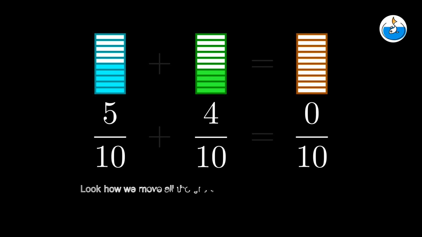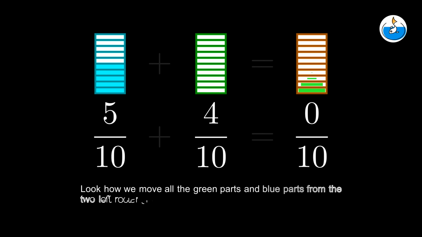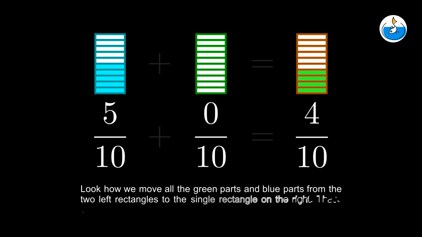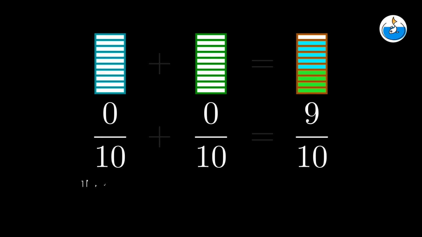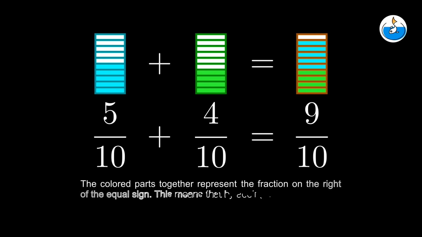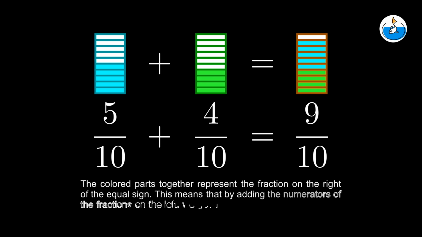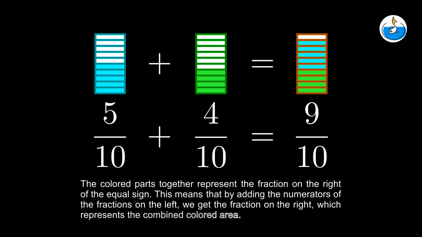Look how we move all the green parts and blue parts from the 2 left rectangles to the single rectangle on the right. That's the same as adding our 2 fractions. The colored parts together represent the fraction on the right of the equal sign. This means that by adding the numerators of the fractions on the left, we get the fraction on the right, which represents the combined colored area.